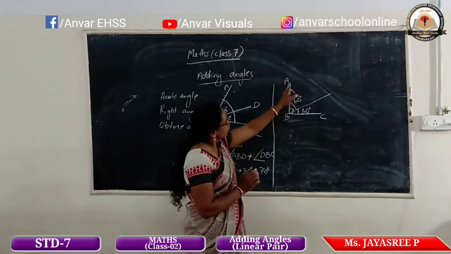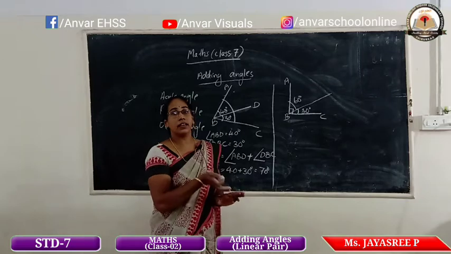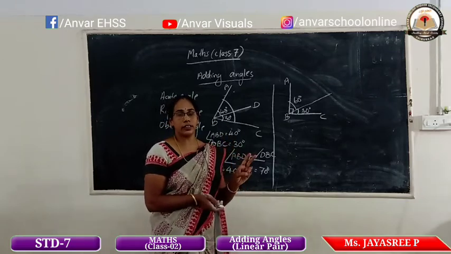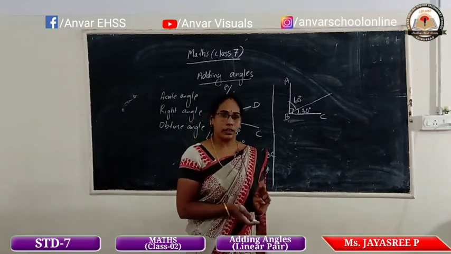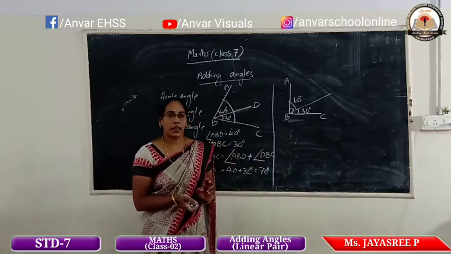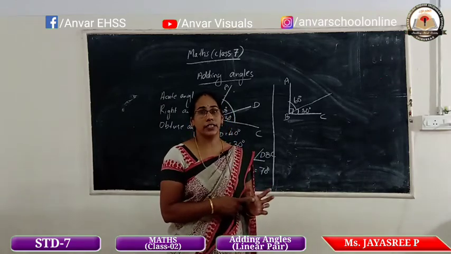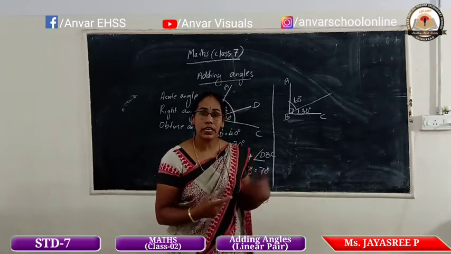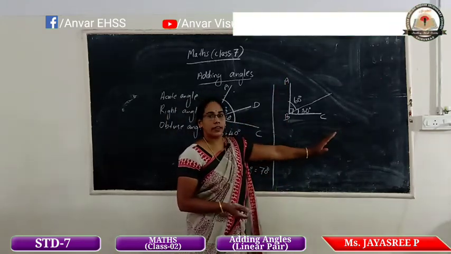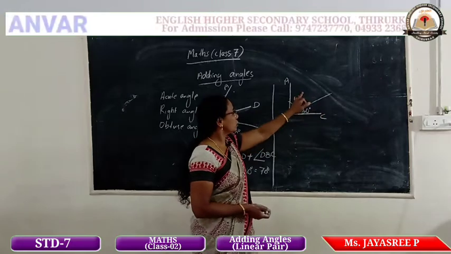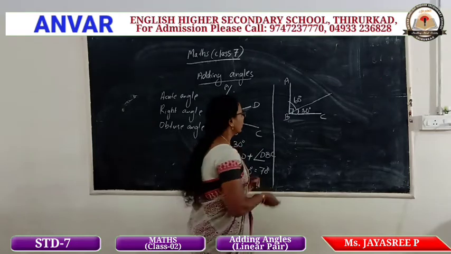Now, if a right angle is divided into two angles, those two angles is always acute angles. Why? An acute angle is a measurement which is less than 90 degree. So, if a right angle is divided into two angles, those two angles is always less than 90 degree.